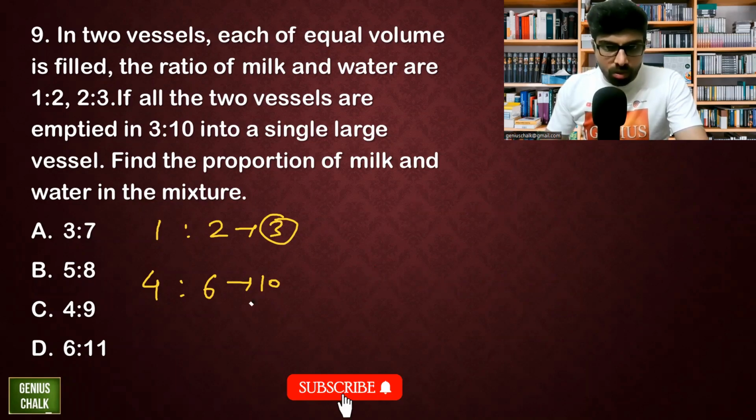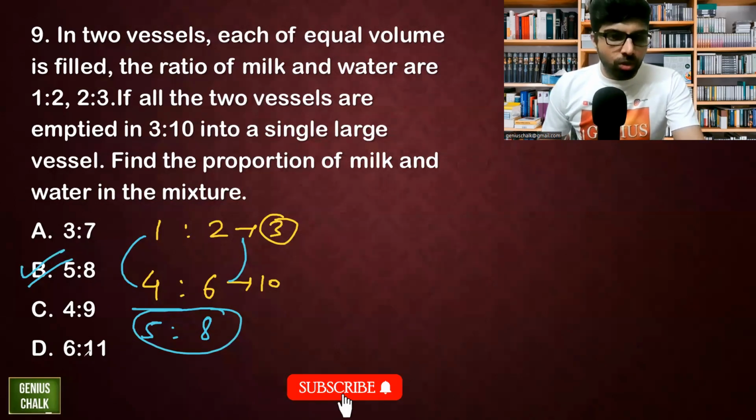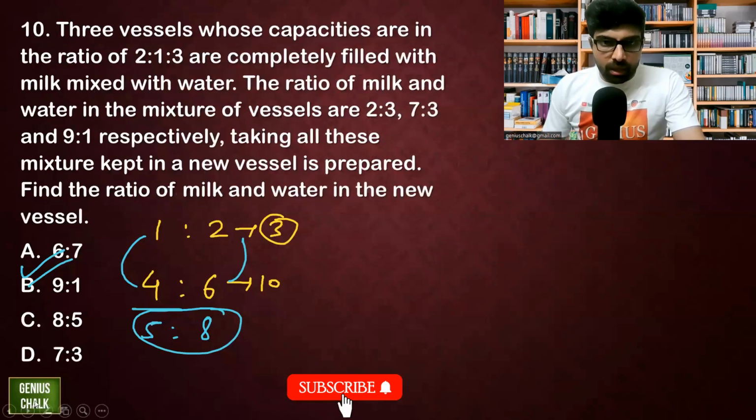So this becomes 4 plus 1. This becomes 5 and 6 plus 2 becomes 8. So this is an easy way to solve the question, right? And we can get the answer by that way also, and you can apply this method as well. Okay, let's do the next one.